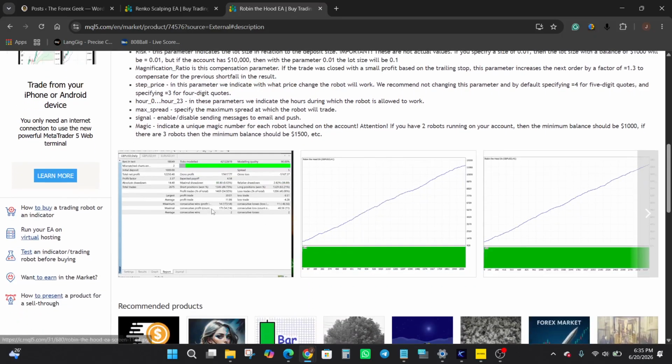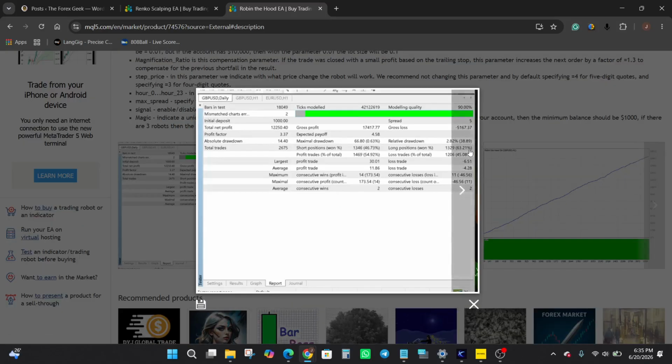When reviewing historical backtest results, I always like to focus on how the EA behaved throughout the testing period rather than simply looking at the final profit figure. Historical testing performance can provide useful insight into trade frequency, position management, and how the system responded to different market conditions. Now, what we have here tells us that the initial deposit was $1,000, and the net profit was 12,250.4.